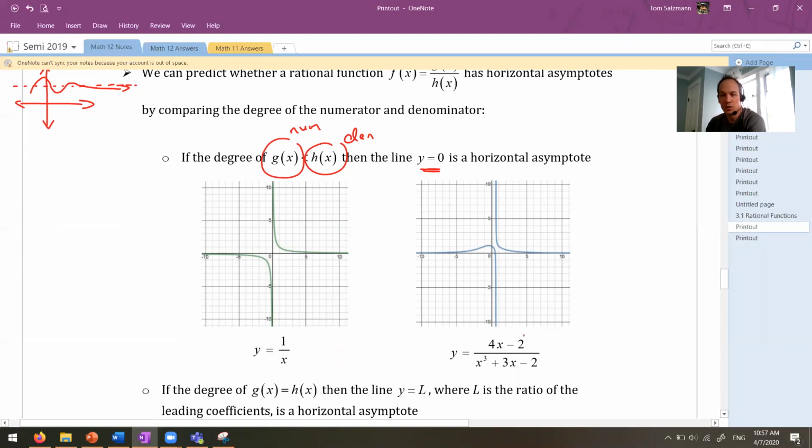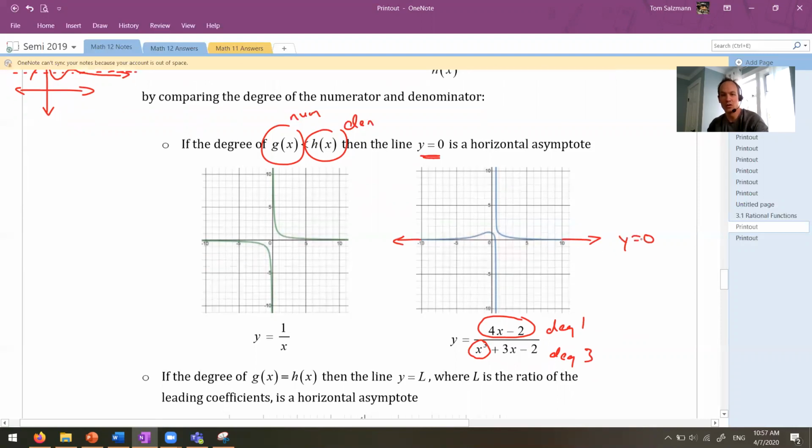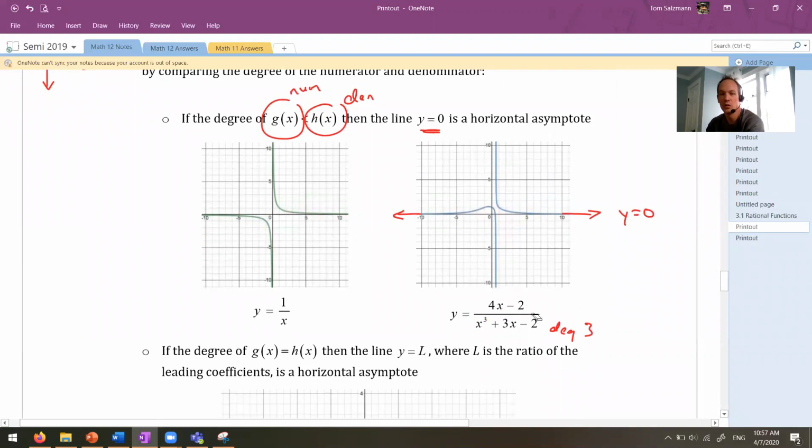Even if they get more complicated, like 4x minus 2 over x cubed, this has a degree of 1, and this has a degree of 3. So we can conclude that this one's also going to have an asymptote, and we can see it levels off here and here at y equals 0. So as long as the numerator is a smaller degree than the denominator, y equals 0 will always be the asymptote.